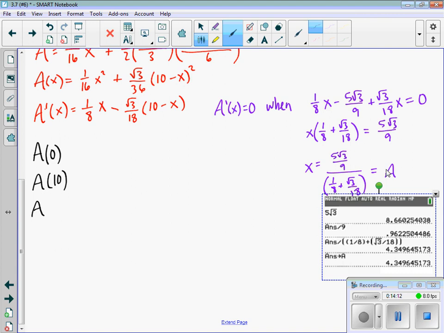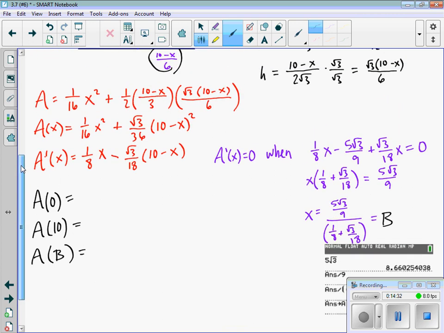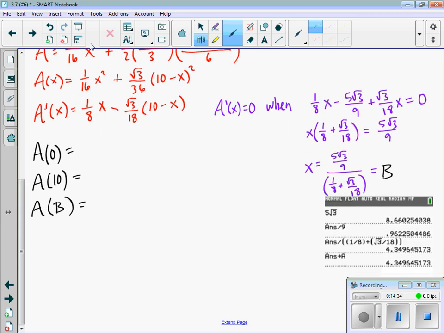Maybe I should have used B here. I'm going to switch this to say B. And then I'm going to say I'm finding the value at B, so it doesn't look so weird there. In my calculator, it's still A, but for the reader, it says B there instead of looking so confusing. Okay, and then we go back to our actual A function here.